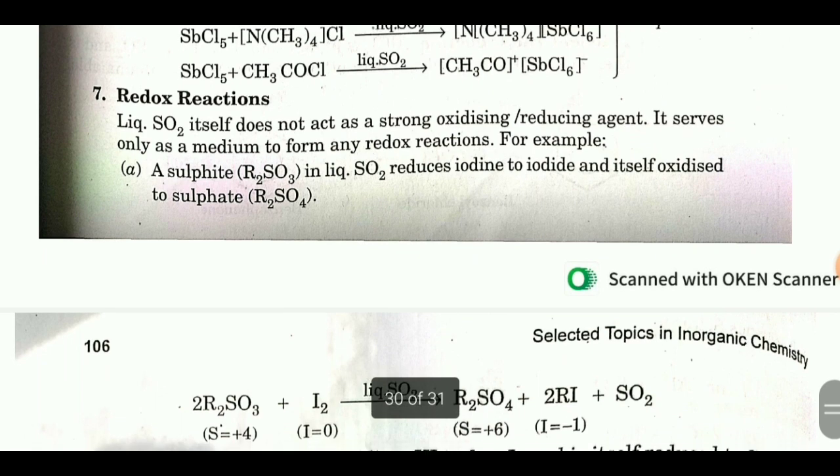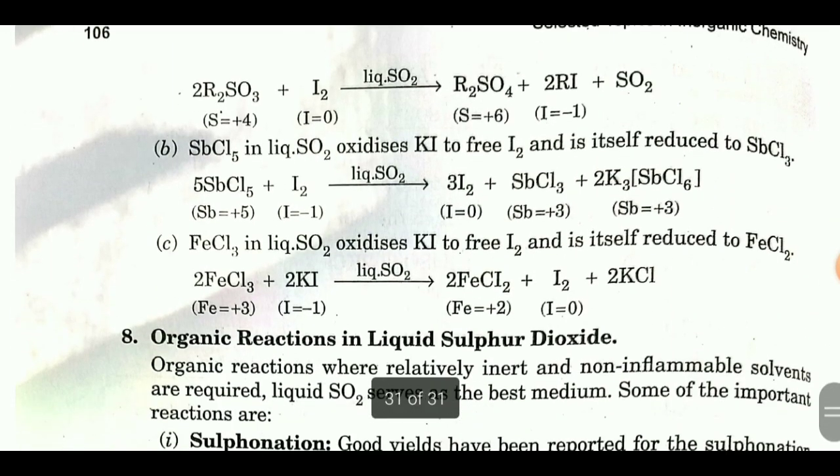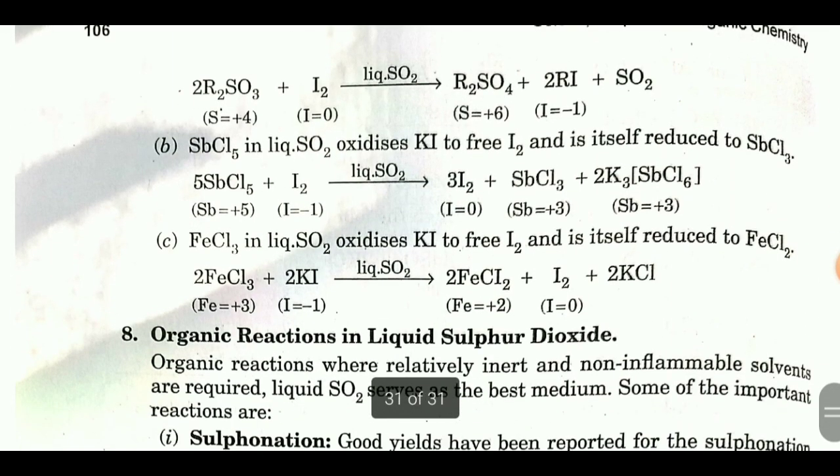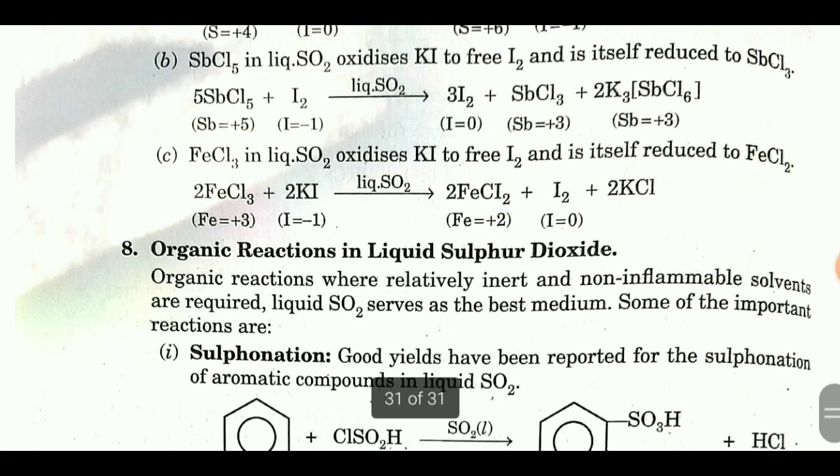Seventh, redox reactions. Liquid sulfur dioxide itself does not act as a strong oxidizing or reducing agent. It serves only as a medium for redox reactions. For example, A, a sulfide in liquid sulfur dioxide reduces iodine to iodide and itself oxidizes to sulfate. B, SbCl5 in liquid sulfur dioxide oxidizes KI to free I2 and itself is reduced to SbCl3. C, FeCl3 in liquid SO2 oxidizes KI to free I2 and itself is reduced to FeCl2.